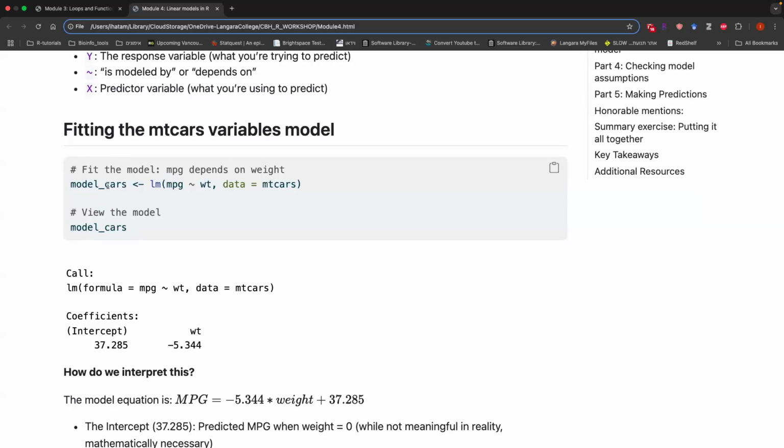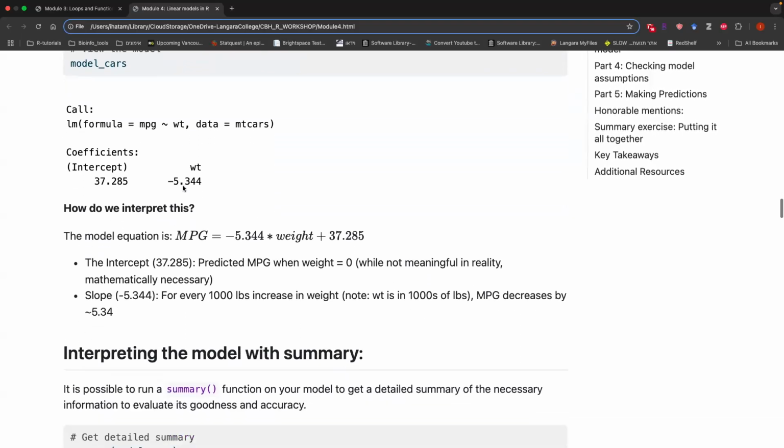So here is our model for cars. We're going to assign it to a variable, model cars, using LM. MPG is my Y, the response variable, which is modeled by weight, my predictor variable. But where am I taking MPG and WT from? Data equals mtcars. That's my data. Does that make sense to you guys?